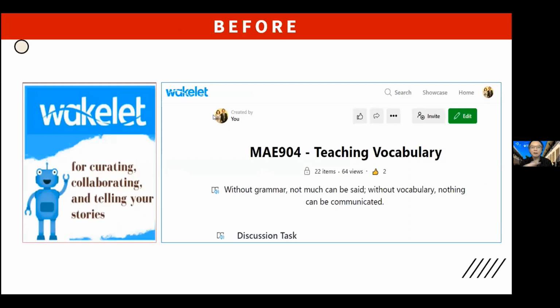That's why I said early on, student-centered learning requires a lot of preparation time, requires a lot of thinking and planning on the part of the teacher. So I put together an online task using Wakelet. I put the required readings on the Wakelet, and I also added discussion questions for students to talk about and to exchange ideas before they come to class.